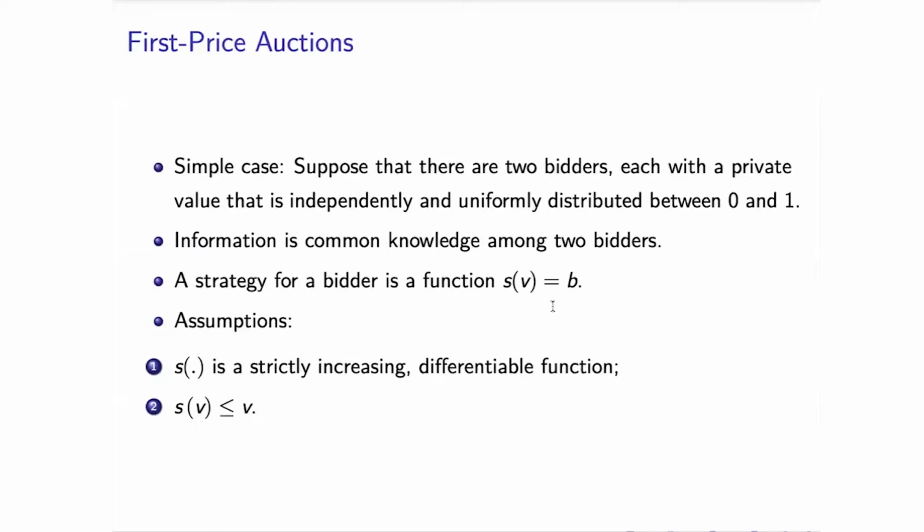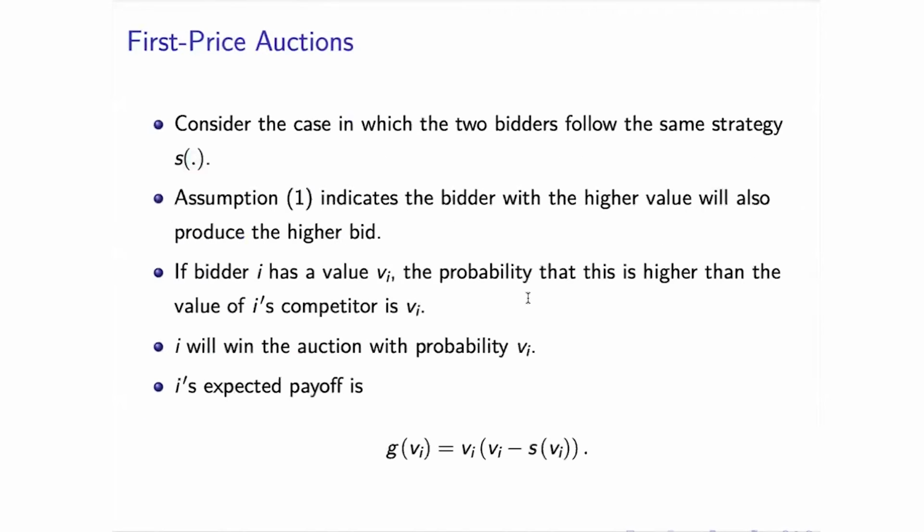So what that means is that player 2 is going to bid B2, which is equal to S of V2, right? And because V2 is more than V1 and S is strictly increasing, from there we know that S of V2 is more than S of V1, but S of V1 is equal to B1, right? So you end up with B2 strictly greater than B1 if V2 is more than V1, right? So in words, what this means is that the person who has a higher valuation is also going to produce the higher bid, right?